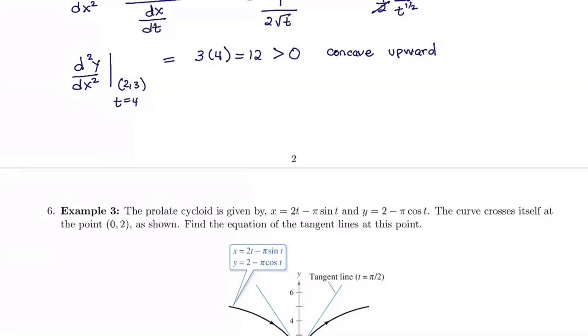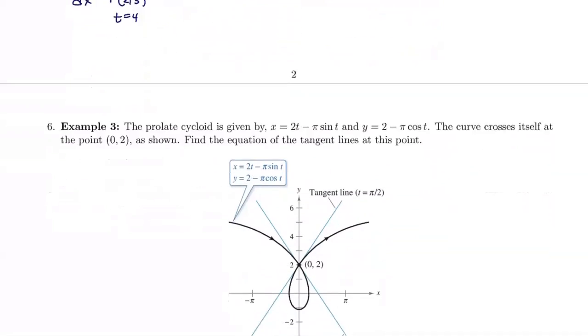Let's take a look at another problem. The prolate cycloid is given by x equals 2t minus pi sine of t and y equals 2 minus pi cosine of t. The curve crosses itself at the point (0, 2). Find the equation of the tangent lines at this particular point.